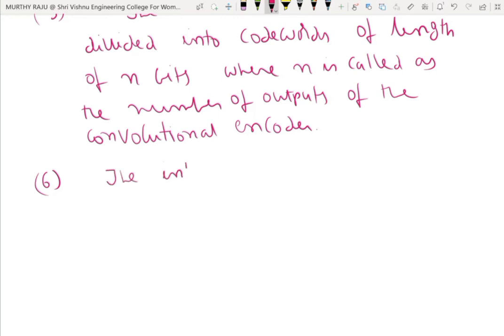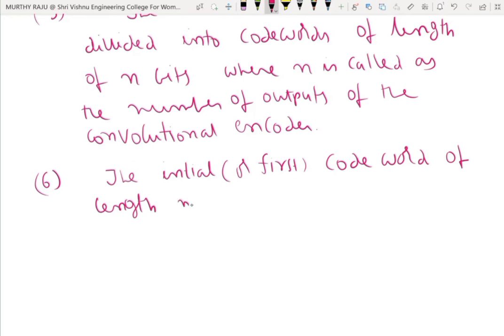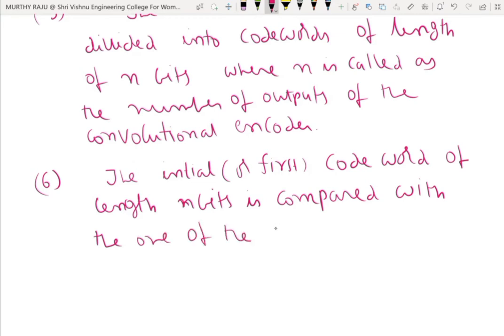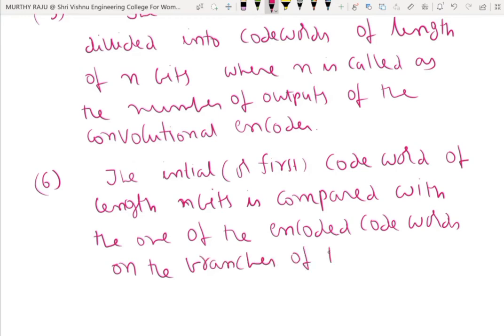The initial or first code word of length n bits is compared with the one of the encoded code words on the branches of these leaving paths from the node.